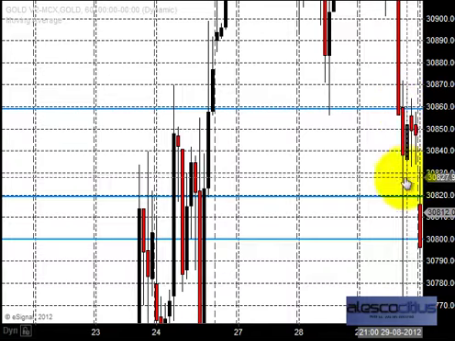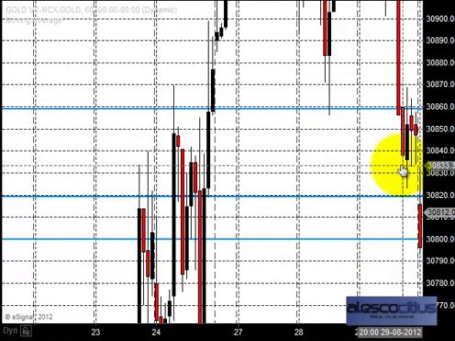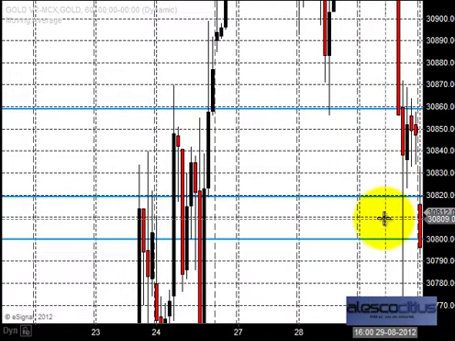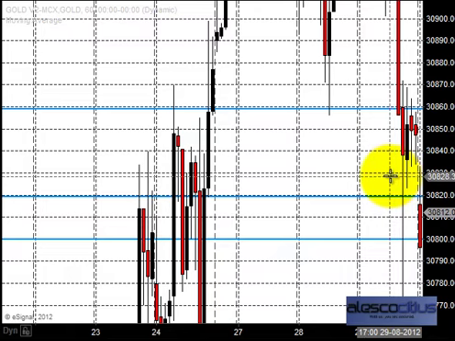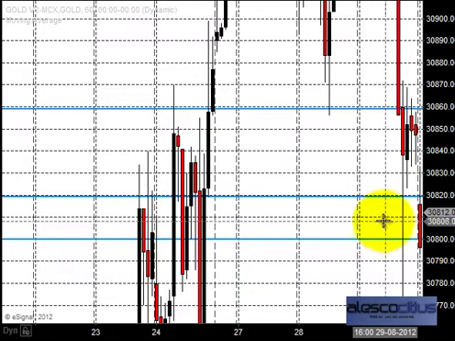So till this zone we expected the market to continue to stay down, unless we see a clear price action above 30,860 or 30,820. We expected that gold has a lot of possibilities to move down. So now let us see what happened after that.